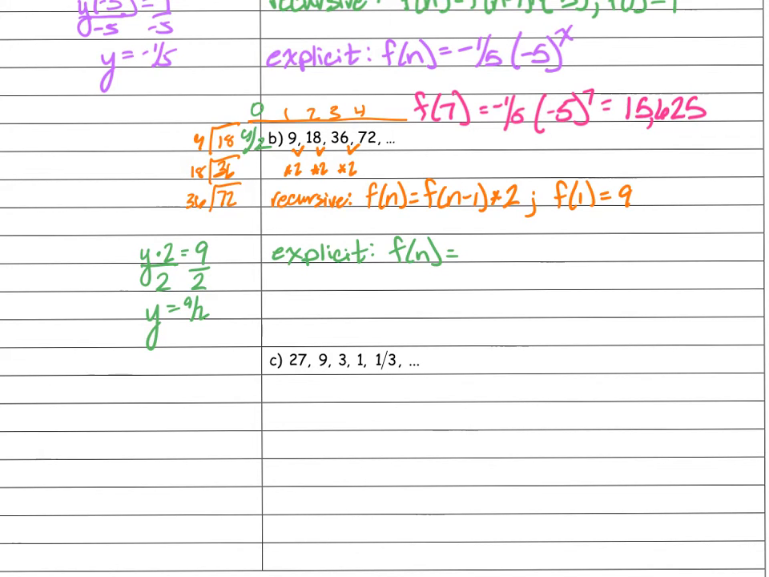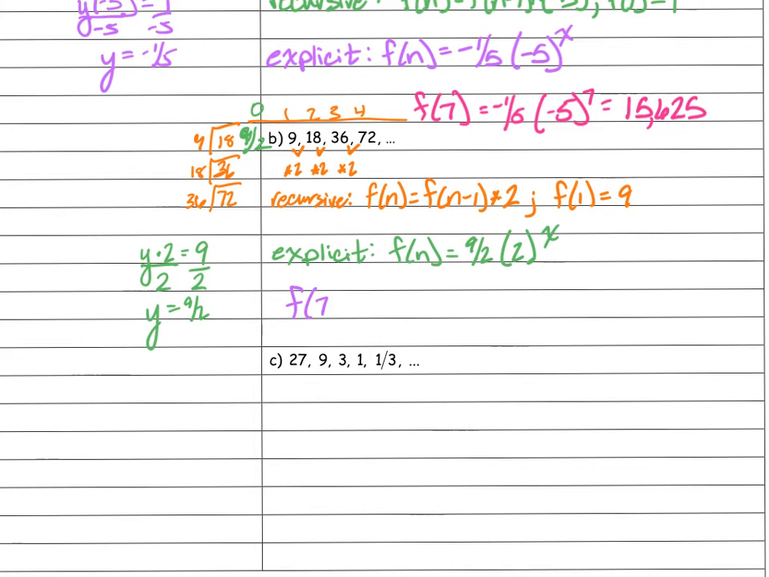So I've got 9/2 times 2 to the x power. And I'm going to write this out. Make sure you don't write it as 9/2 times 2 times x, because that x is supposed to be an exponent, which makes it geometric, okay? It's an exponent. Great.